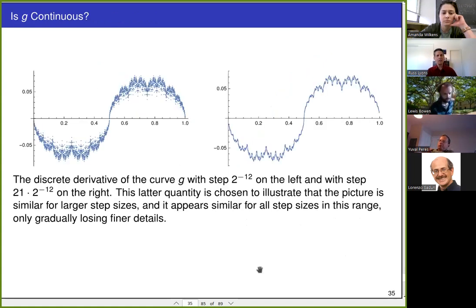So is G continuous? I think it is. And I think it's doable, but I haven't really tried real hard. However, it's not such a nice function, apparently.